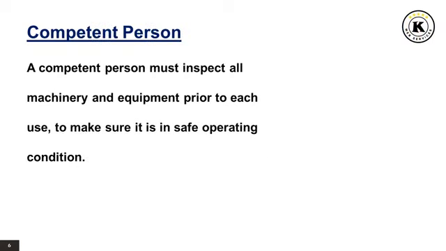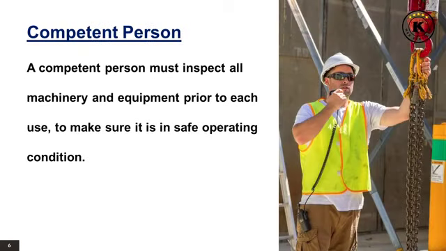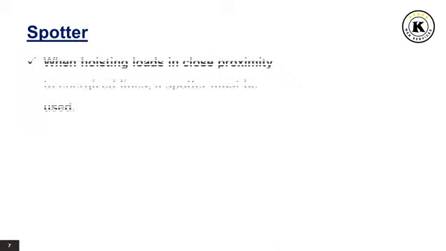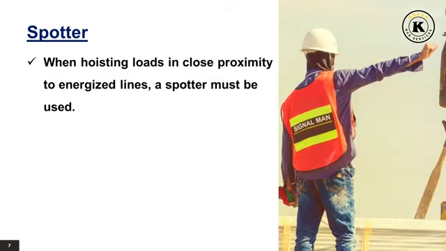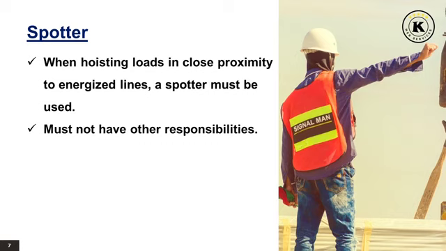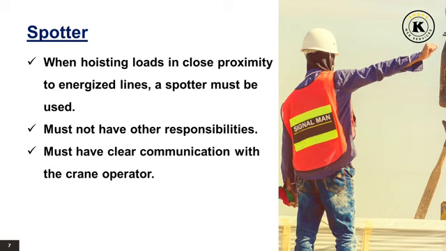A competent person must inspect all machinery and equipment prior to each use, to make sure it is in safe operating condition. When hoisting loads in close proximity to energized lines, a spotter must be used. The spotter must not have any other responsibilities. He must have clear communication with the crane operator, and must have a clear view.